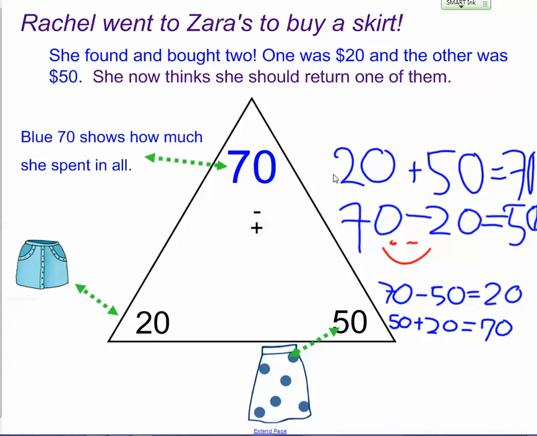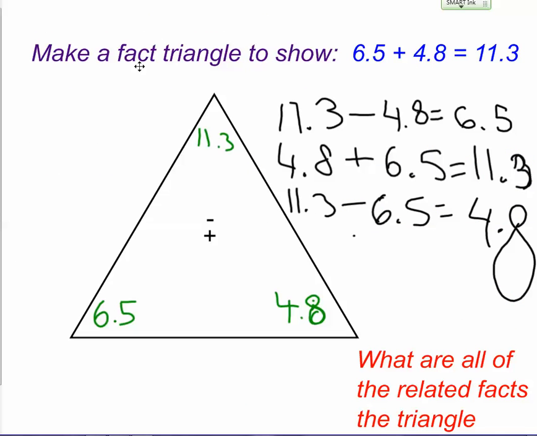The related facts are 20 plus 50 is 70, 50 plus 20 is 70, 70 minus 20 is 50, and 70 minus 50 is 20. So the related facts help you see that relationship between addition and subtraction. And then you made a fact triangle to show this fact.